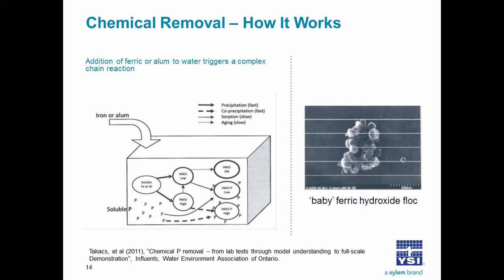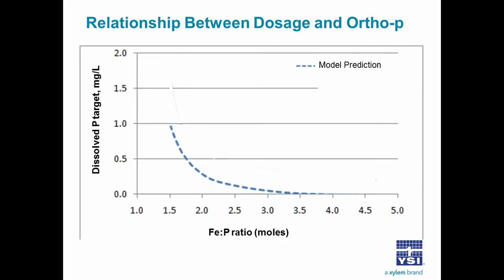So the relationship between dosage and ortho-P is shown in this figure here. On the vertical axis is the dissolved P target from 0 to 2, and on the horizontal axis is the ratio of iron to phosphorus needed to achieve that target. And if we take the model prediction, we see that at relatively high targets, a relatively lower amount of iron is needed compared to the amount of P. But as you get lower and lower, that proportion increases.